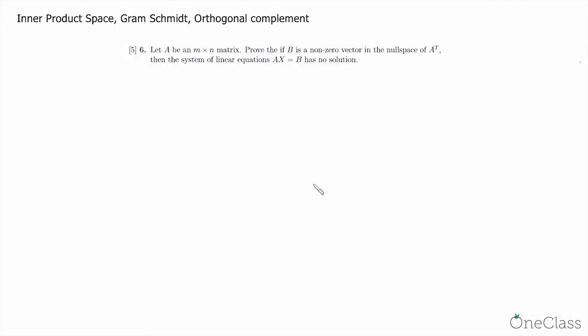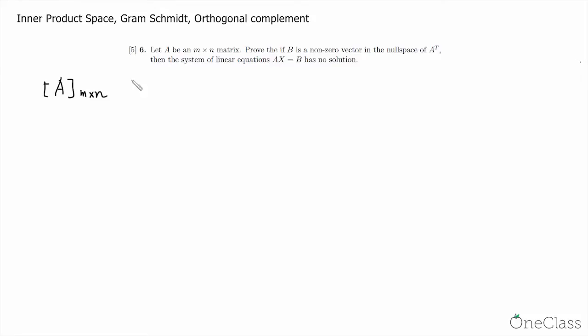Let's now look at another example question which relates to null space as well as inner product space. In this question, we are given a matrix A, which is m times n, and we want to prove that if B is a non-zero vector in the null space of A^T, then the system of linear equations AX equals B has no solution.